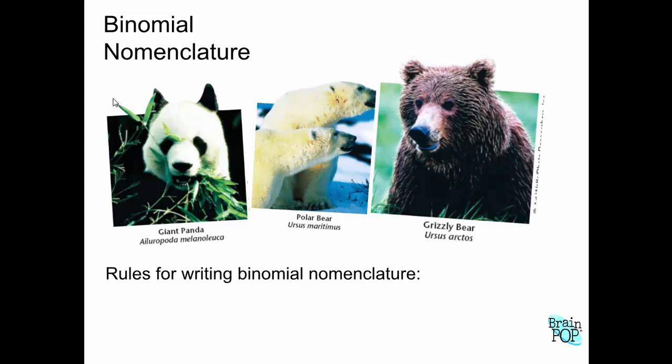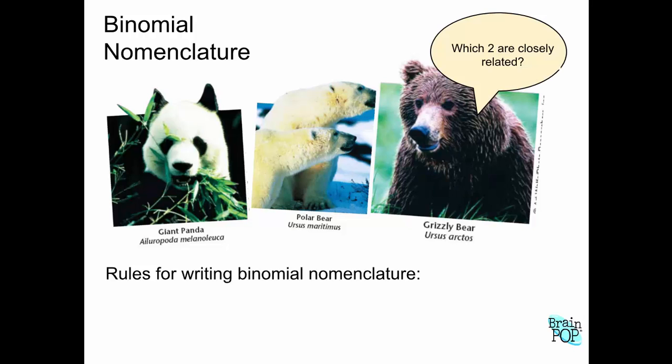So the science of taxonomy depends on scientific names. And as we talked about yesterday, we call it the binomial nomenclature system, where everything gets a two-part name. So if we have these three bears, panda, polar bear, grizzly bear, we have their scientific names written out there. We have some rules that we follow. So when you're writing a scientific name, a binomial name, there's a couple things to keep in mind.